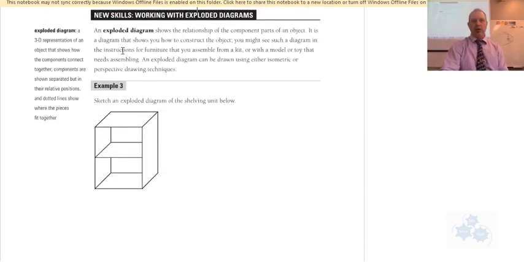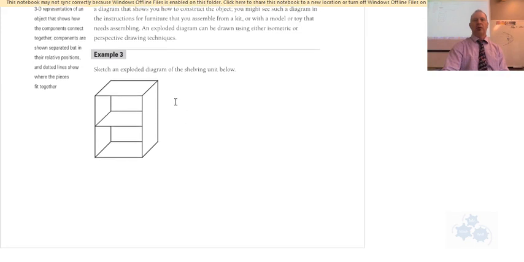And an exploded diagram, let's just read what it says here. A three-dimensional representation of an object that shows how the components connect together. Components are shown separated, but in their relative positions, and dotted lines show where the pieces fit together. So that's the guiding principle when we're talking about an exploded diagram. It's kind of like a component parts diagram, except the component parts aren't drawn in such a way that you can see how they fit together. It's just the parts like they would be laid out on the table, right? So yeah, this has a bit more information.